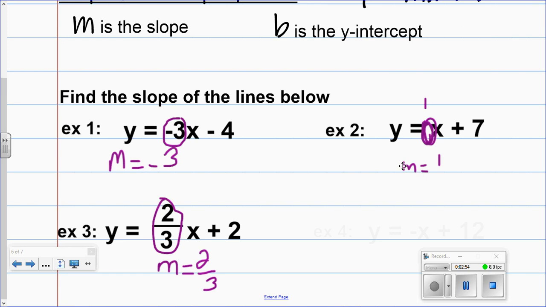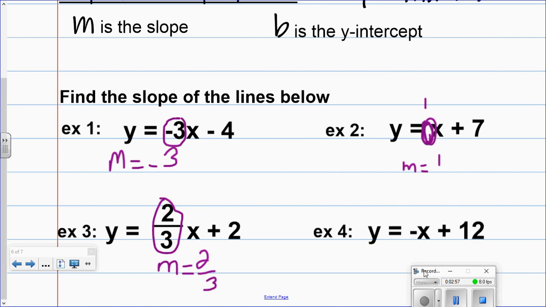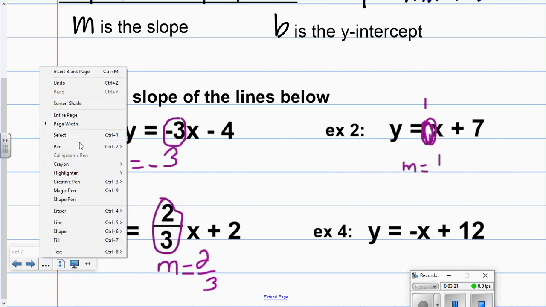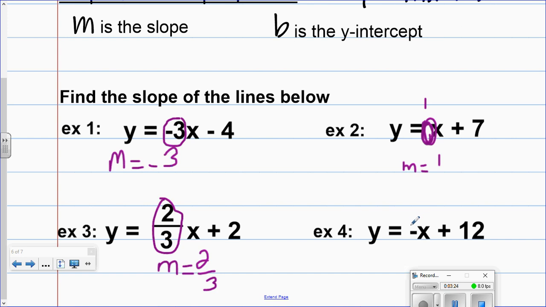Okay? And so your last example is example 4. And we have y is equal to negative x plus 12. And so again, remember, slope is the number sitting in front of the x. Here, there's no number written, but what do we have? We just have a negative. And so what does that mean? Well, that means that it is a negative 1. Okay, so even though that number is not written, it's like example 2, this is still a 1 there, and it's a negative 1. So this line has a slope of negative 1.